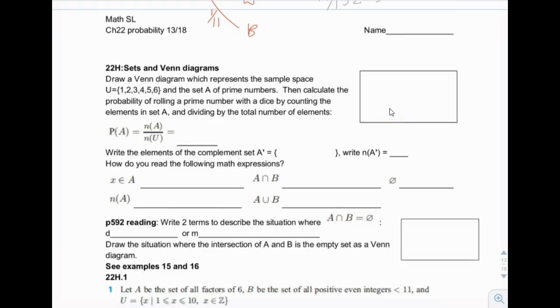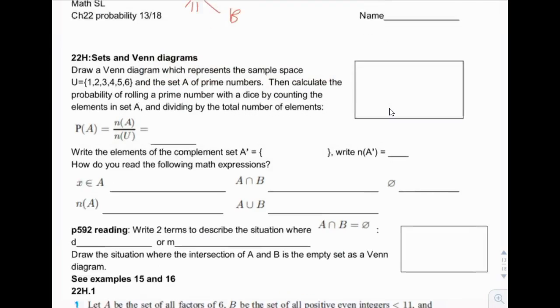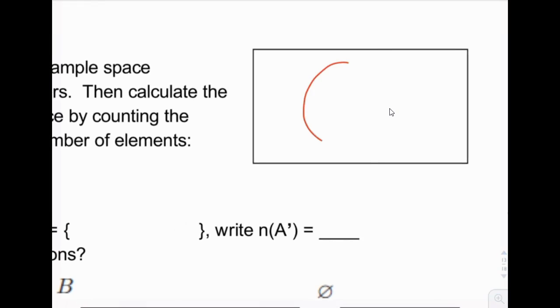Page 13, probability. Draw a Venn diagram which represents the sample space U = {1, 2, 3, 4, 5, 6} and the set A of prime numbers. Then calculate the probability of rolling a prime number with a dice. Okay, so first we're going to draw a Venn diagram. Venn diagrams you may have done a few times in your math careers.